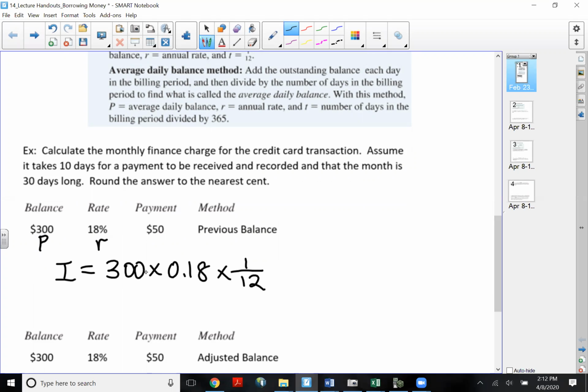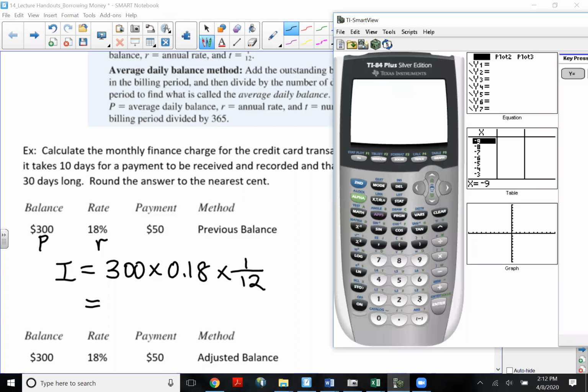So to calculate the finance charge on the credit card, we're using the simple interest formula. This is 300 times 0.18 times 1 month out of 12 months in a year. All right, so that's $4.50.